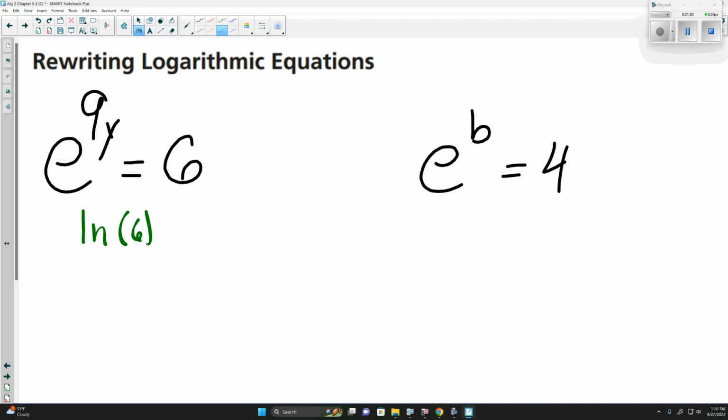Ln of 6 equals 9y. And lastly, ln of 4 is equal to b, so it's the natural log. Now, I still find it interesting that it's ln, not nl, natural log. Log natural, because logarithms is still log, the first three letters, but natural log, they flipped it. Don't know. Never looked into why, but I always found it strange.